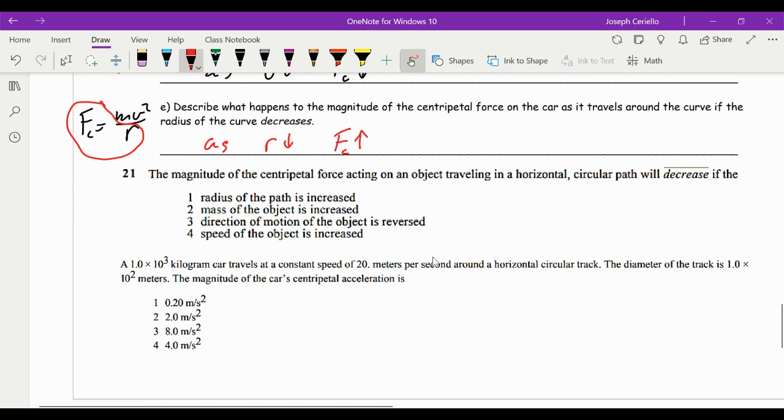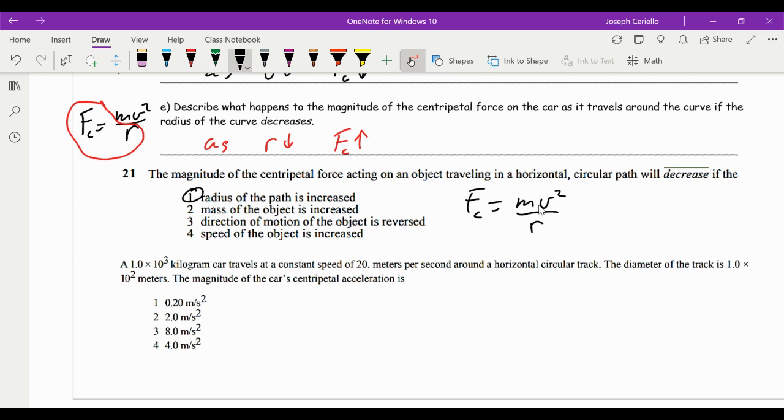So these are two old Regents questions. The magnitude of the centripetal force acting on an object traveling in a horizontal path will decrease if... So we have to think how all of these changes will affect the centripetal force. So let's see, F_c equals m v squared over r. So the radius of the path increases. If r goes up, F_c will go down. That is true. That's an inverse relationship.